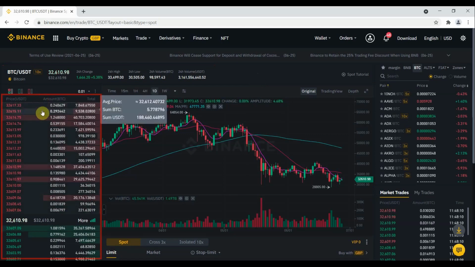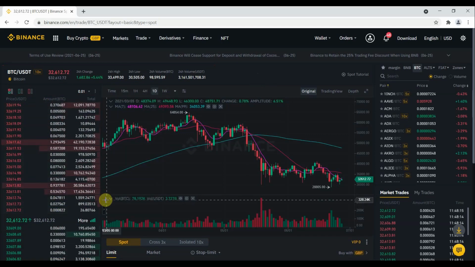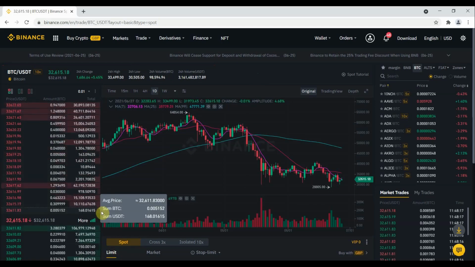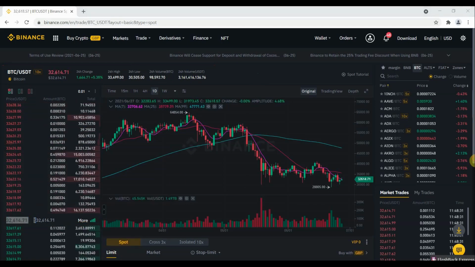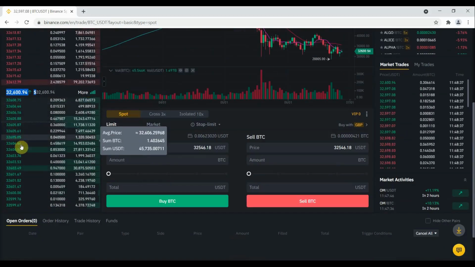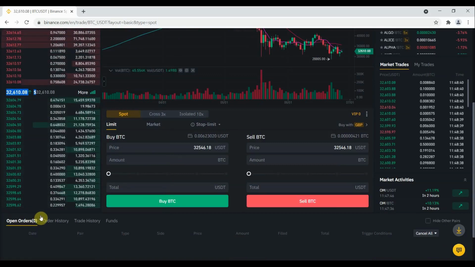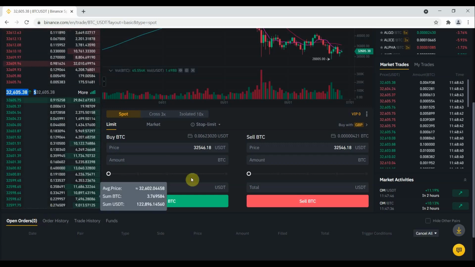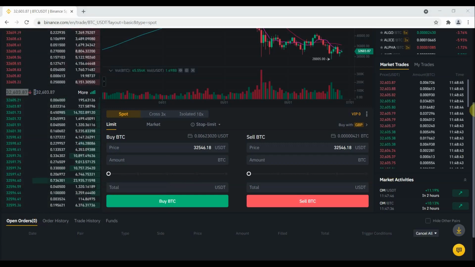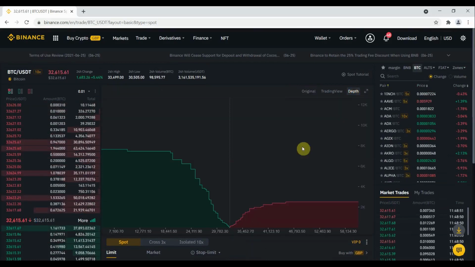On the left-hand side of the screen, we see a list of pending limit orders for the Bitcoin Tether pair that are waiting to be fulfilled. Pending sell limit orders are shown in red, and pending buy limit orders are shown in green. Only the pending limit orders that are closest to the trading pair's current price are shown on this list. In order to view a wider list of pending limit orders, you can look at the data in graph form.